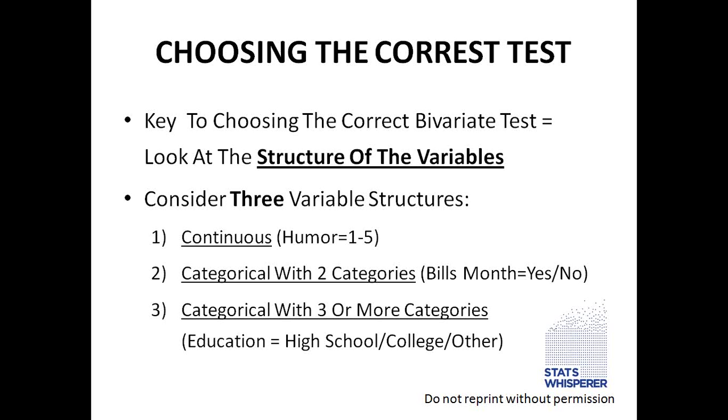Either it's a continuous variable, like humor, measured from 1 to 5, right, with 5 meaning more humor, a continuous scale. Categorical with 2 categories, like our many bills monthly has 2 categories, yes and no. And lastly, categorical with 3 or more categories, right? So we went over this before, but you can never go over the basics too many times, right? 3 or more categories: education, having high school, college, or other.